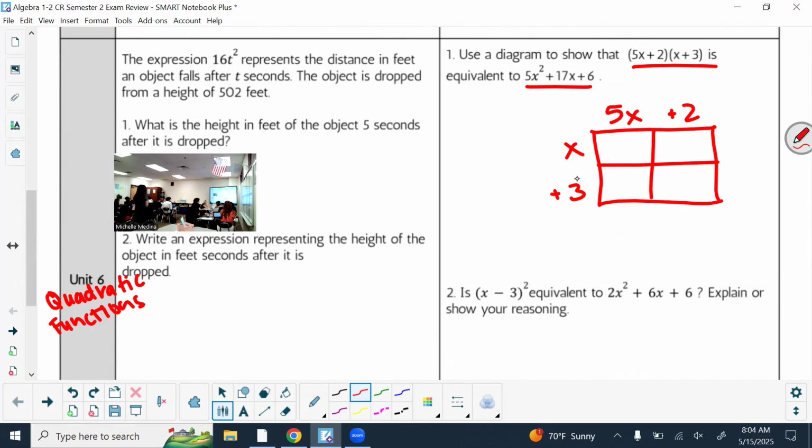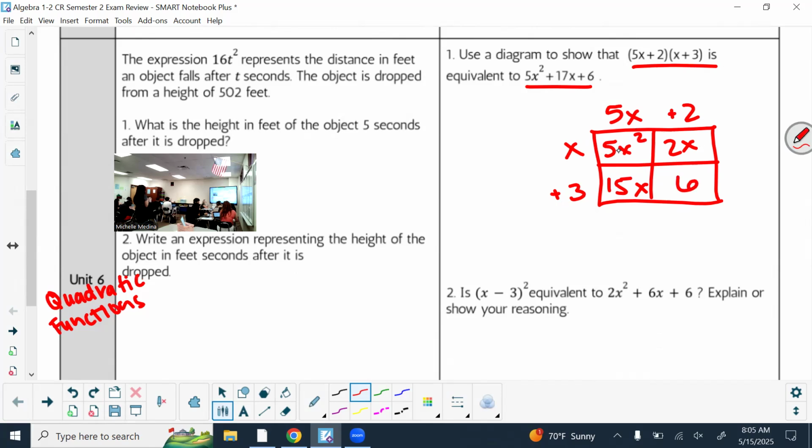And what else about that? You separate these based on the term. What is your first term? Here's the second term. What's 5x times x? What is 2 times x? What is 5x times 3? And 3 times 2.